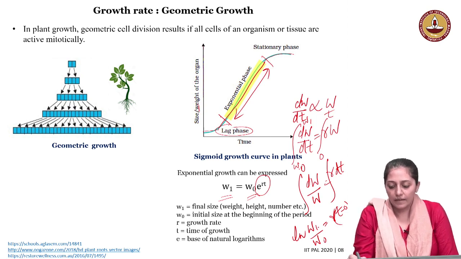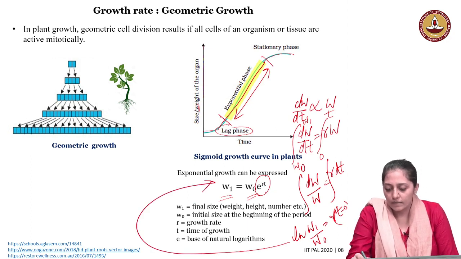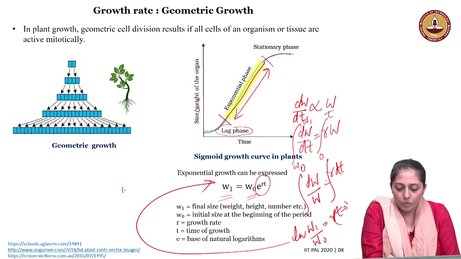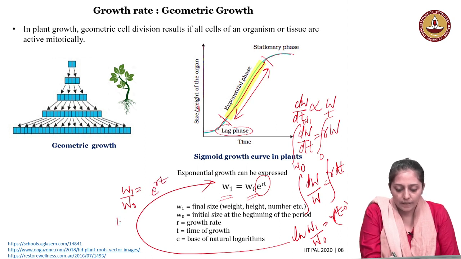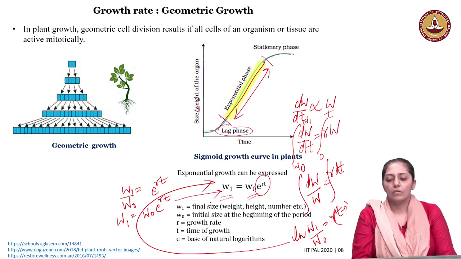Then writing it in terms of the exponential function, the ln will go, as e is the base of the natural logarithms. So, your W1 by W naught will become equal to e to the power of rt, and W1 therefore becomes W naught multiplied by e to the power of rt, as shown here. So, this is how we reach the exponential growth expression for the geometrical growth pattern in plants.